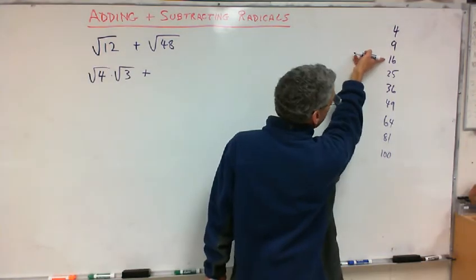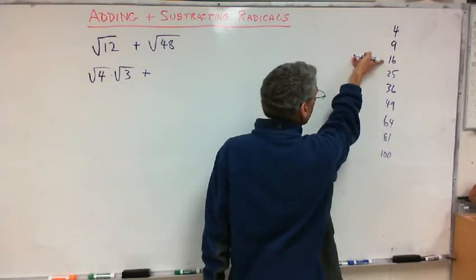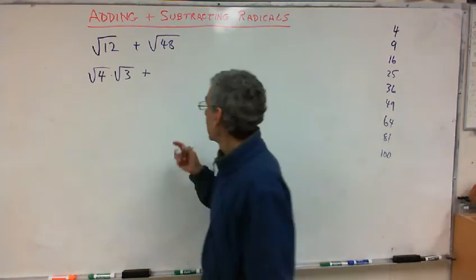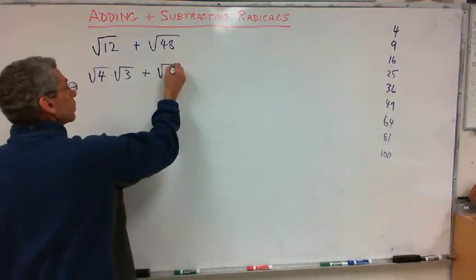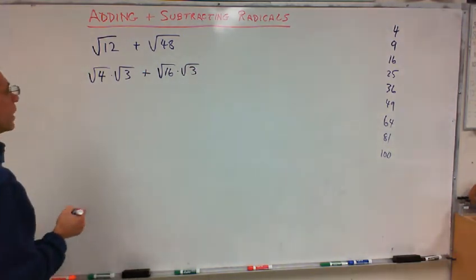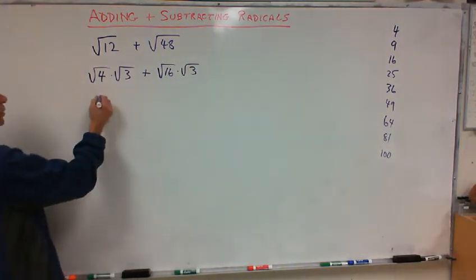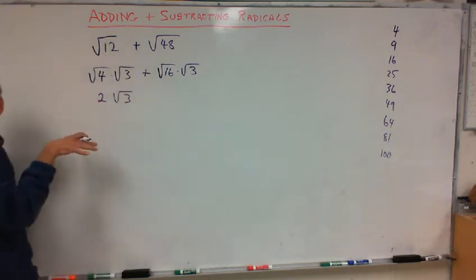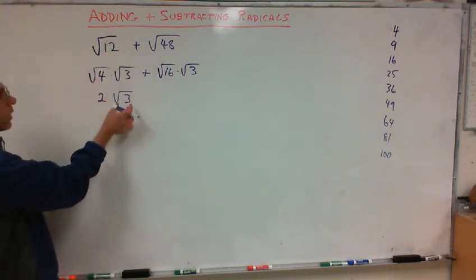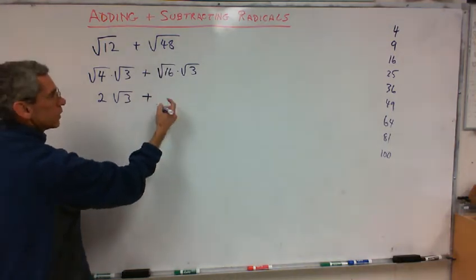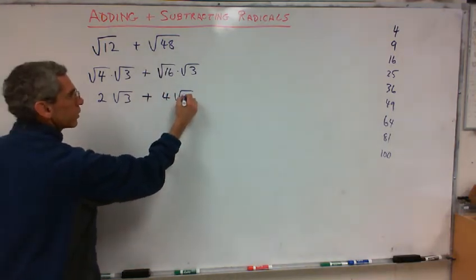That's 25. So it's got to be either 16, 9, or 4. I'm going to start with 16. 16 times 3 is 48. All right, that's good. So the square root of 16 times the square root of 3. Okay, what's the square root of 4? 2 square root of 3. Notice how I'm doing this vertically? I have everything right underneath everything, so it's really easy to, what's the square root of 16? 4 square root of 3.